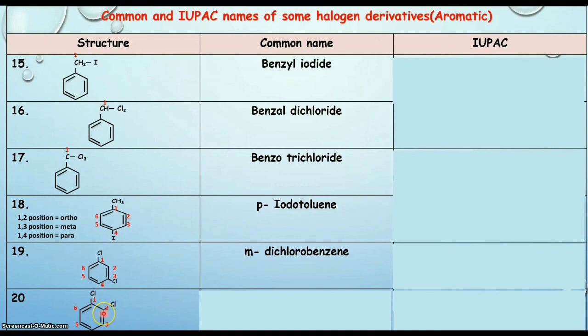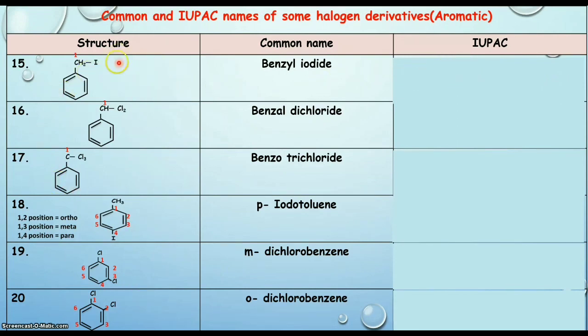In this example, 1 chlorine atom is present on the first carbon atom while the second chlorine atom is present on the second carbon atom of the benzene. Therefore, we have to use the prefix ortho to represent the common name of this structure, that is ortho-dichlorobenzene. Let us talk about the IUPAC name of the same structure.